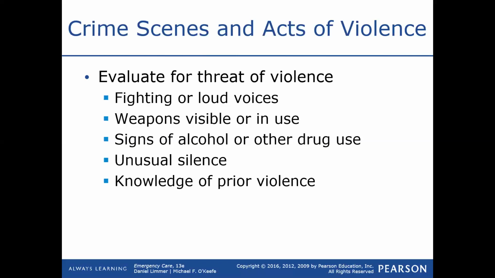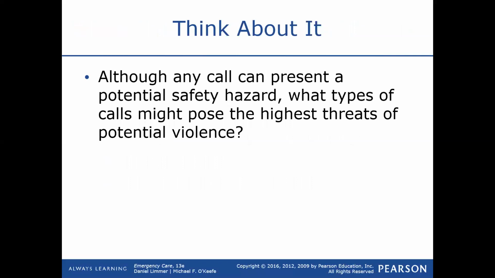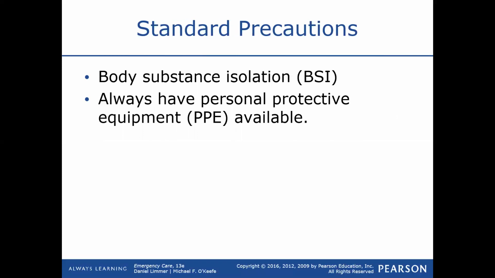Dispatch doesn't want to put the address out on your text or on the dispatch because a lot of people respond in their personal vehicles to the scene, and they want to make sure that doesn't happen. They want the cops to get there first and secure the scene. Something for you guys to think about: although any call can present a potential safety hazard, what types of calls might pose the highest threats of potential violence?